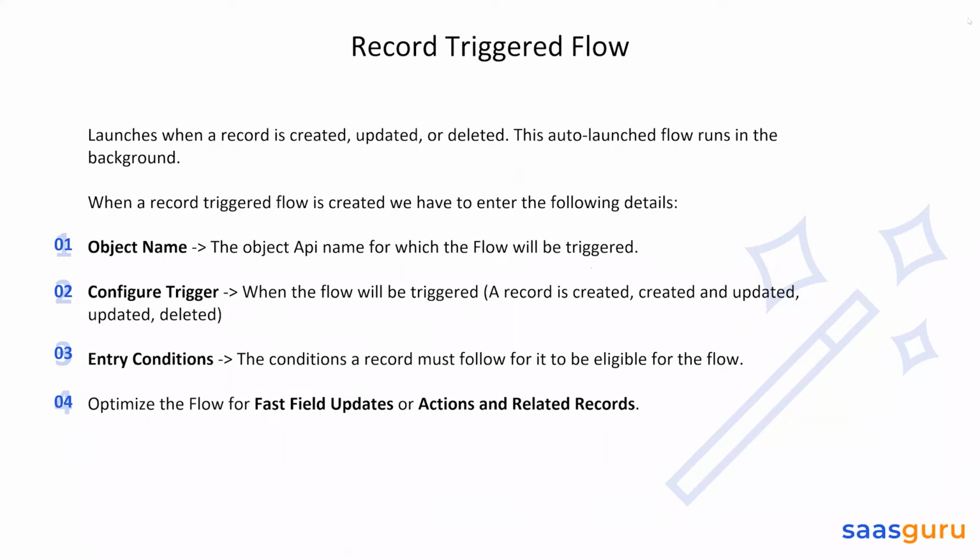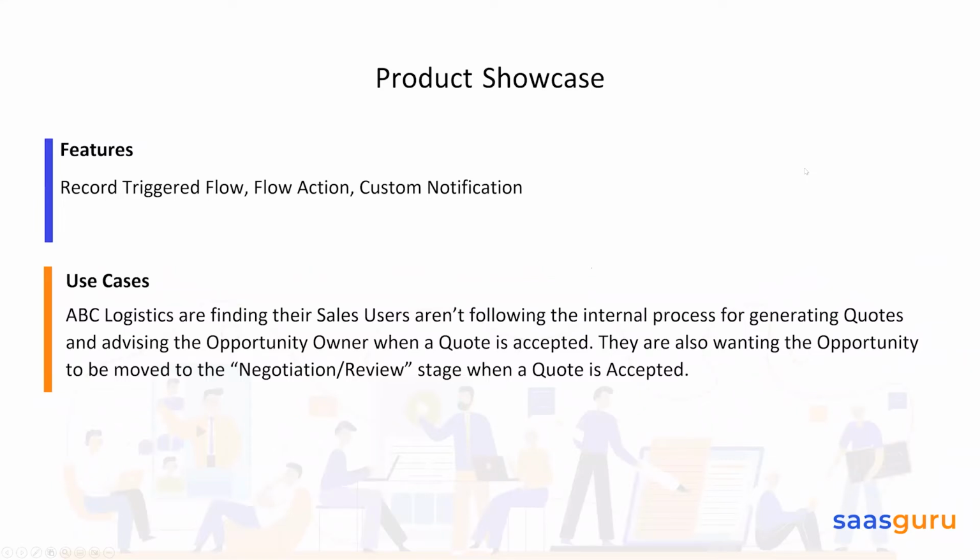Great. And now jump over into our product showcase. So we're going to look at two different flows tonight. The features that we're going to look at at a high level are record triggered flows, flow actions, and custom notifications. Our use case is that ABC Logistics are finding their sales users aren't following the internal process for generating quotes and advising the opportunity owner when a quote is accepted. They're also wanting the opportunity to be moved to the negotiation review stage when a quote is accepted.